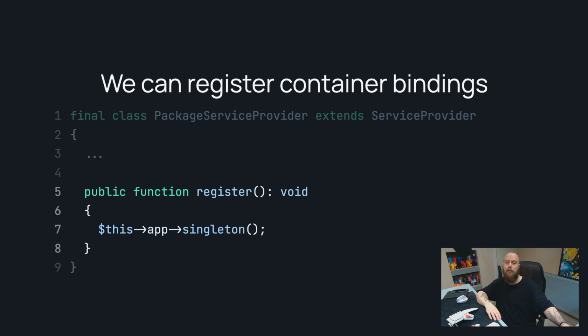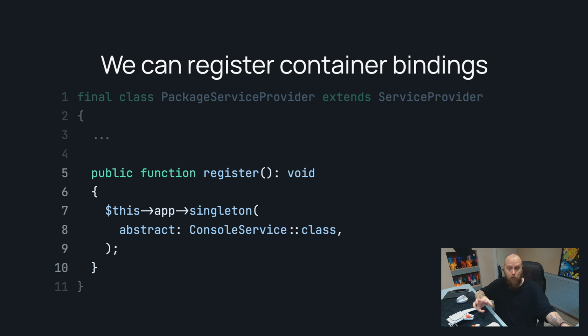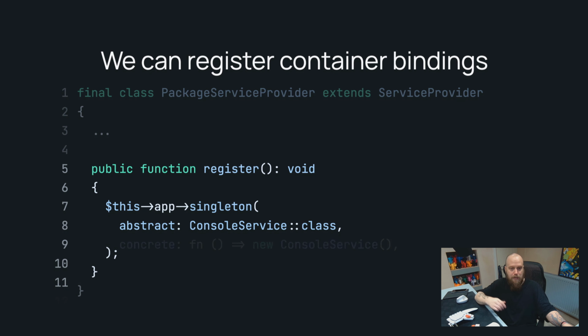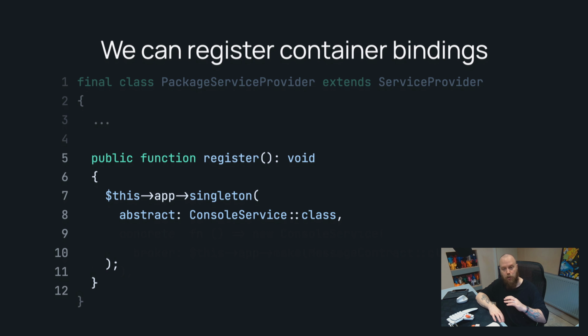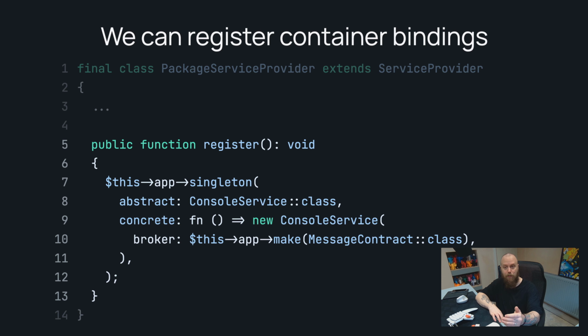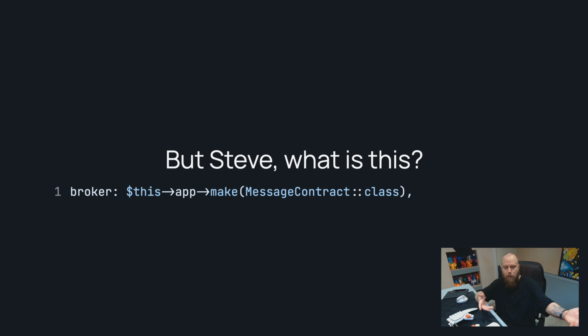Here, what we're going to do is register a singleton for the console service. That is something that is going to come from my main application that I want to bind into each package. The concrete implementation is a callback that's just going to new up the console service so that package A knows about where it's installed. It's got a broker, and we're just going to make the message contract. Steve, what is this message contract? You're just showing me lines, and why have you called it broker? What is this magic? What is this craziness, right?